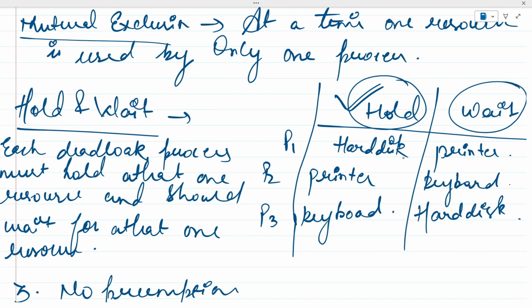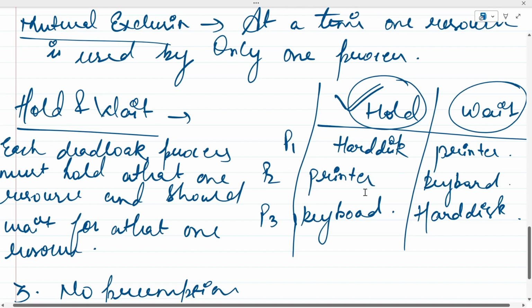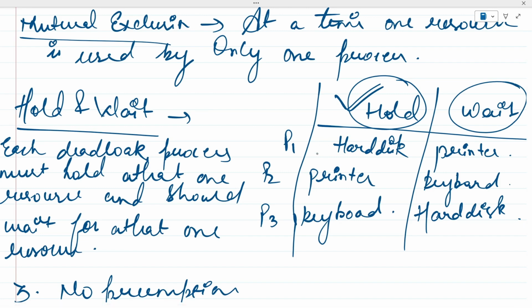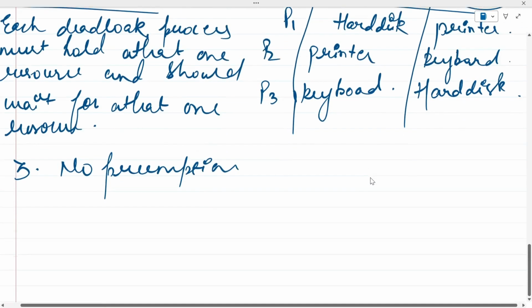But we need a deadlock. What are the necessary conditions? The necessary condition is that there should not be preemption. A resource which is allocated to a process should always stay with the process. The operating system cannot preempt that process. This is the meaning of no preemption.